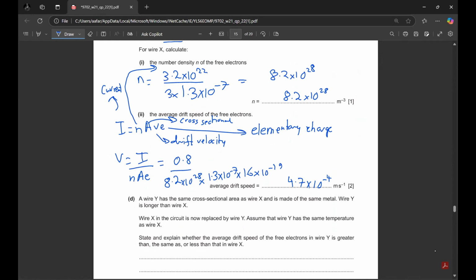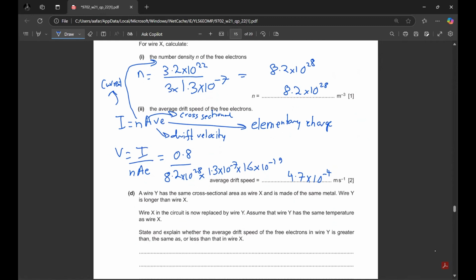The wire Y has the same cross-sectional area as wire X and is made of the same metal, so it basically has the same resistivity. Wire Y is longer than wire X. Wire X in the circuit is now replaced by wire Y. Assume that wire Y has the same temperature as wire X. State and explain whether the average drift speed of the free electrons in wire Y is greater than, the same as, or less than that in wire X.